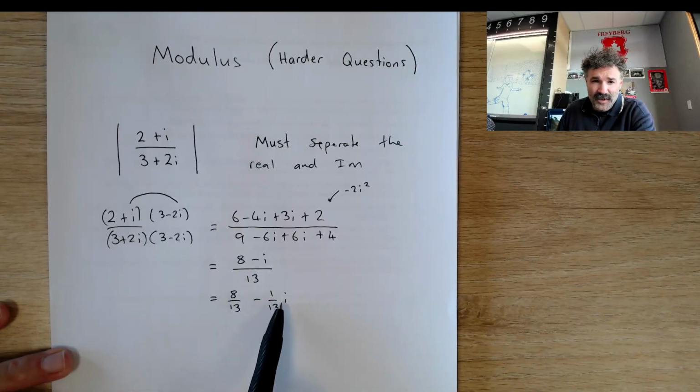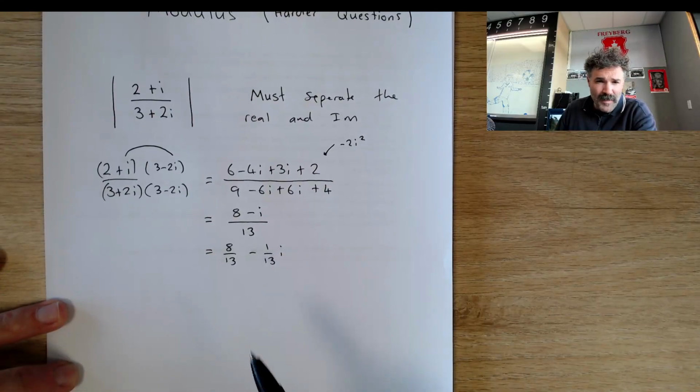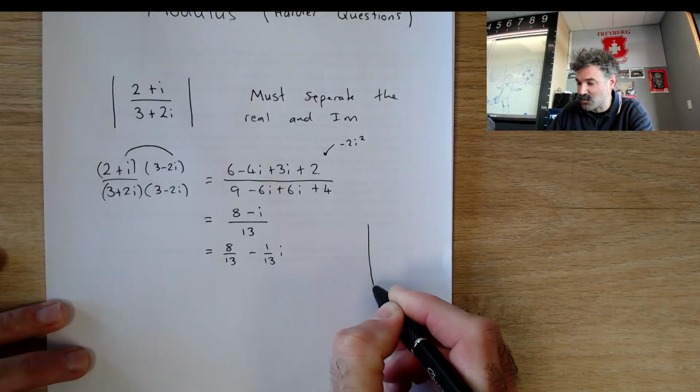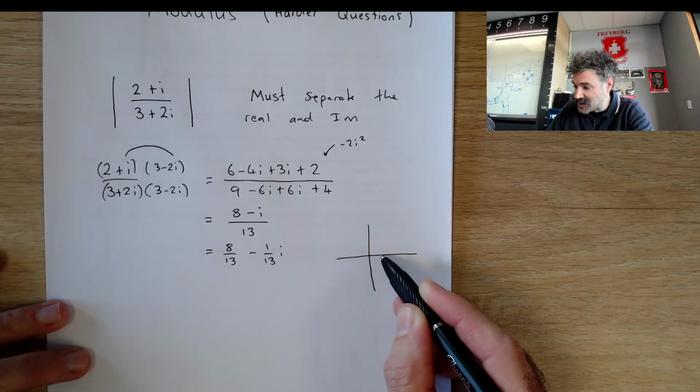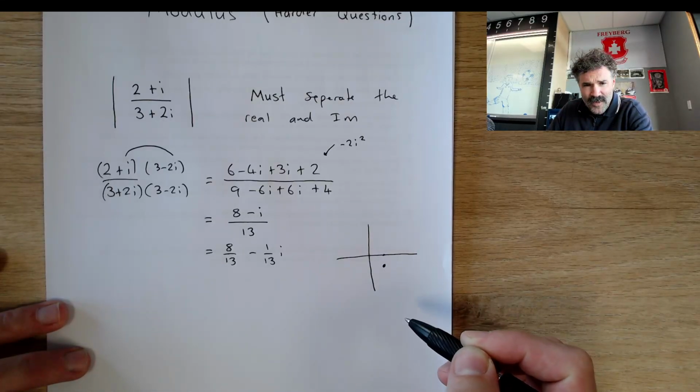Now, it's very similar to a question we did before. This is an ugly number to try and draw, but you could imagine that it will end up being a triangle, with one side being 8 over 13 and the other side being positive 1 over 13, even though I've gone down. If we just do a real rough sketch of what this is, I've gone across 8 over 13, wherever that is, it's less than 1, and down 1 over 13. So we're somewhere here, across and then down.